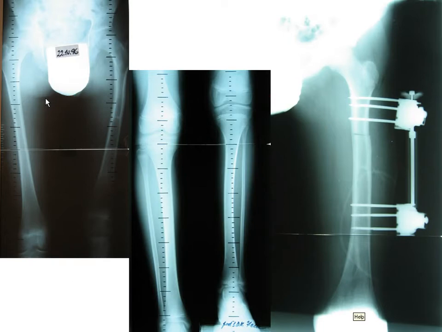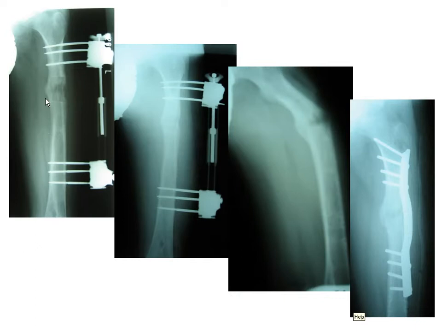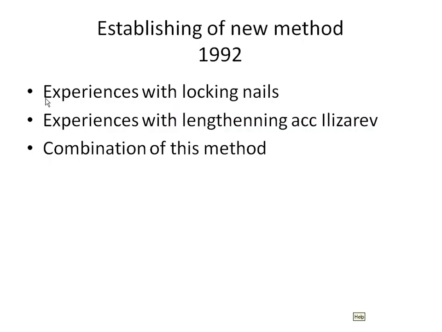You can see some complications here. It is fixation with Wagner's apparatus for the femur. It runs very well, with good production of bone. When we removed it, it bent into this position, mainly due to patient non-cooperation. So we must make plate fixation with a wave plate. So we looked for a new method, and we have experience with locking nail and experience with lengthening.